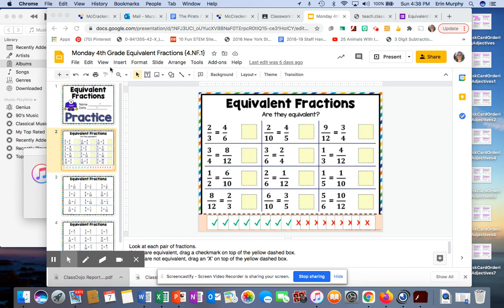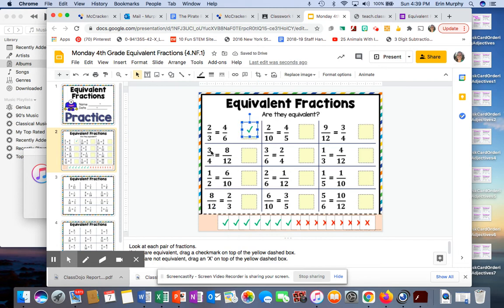So, what you're going to do is you'll look at this first slide. You'll see what you multiplied the top number by to get the numerator. So I did 2 times 2 equals 4. If you do it to the numerator, you've got to do it to the denominator. 3 times 2, that is 6. So I know I did times 2 to both the numerator and denominator to get 4/6. So I would say that they are equivalent. So you're going to click that check mark and slide it to the box.